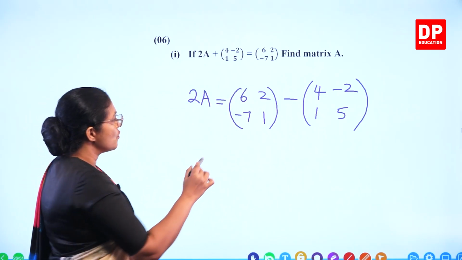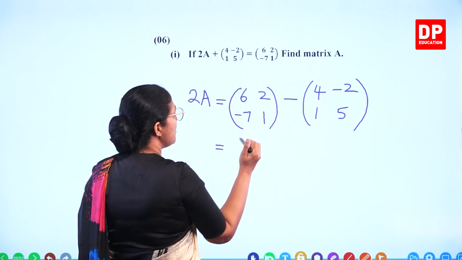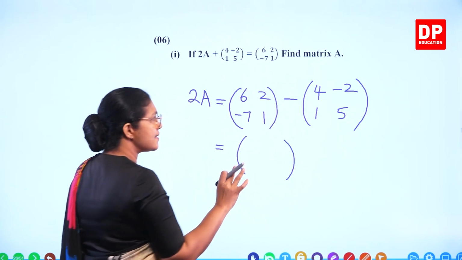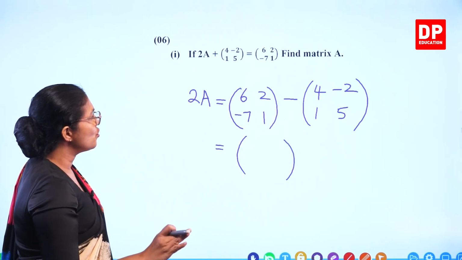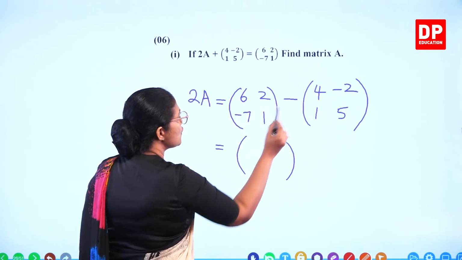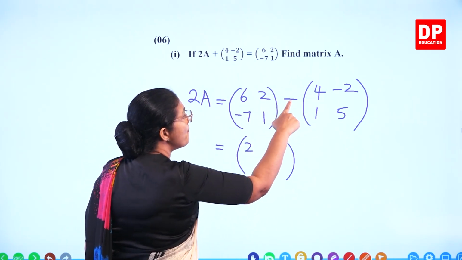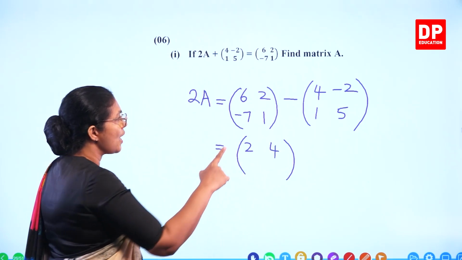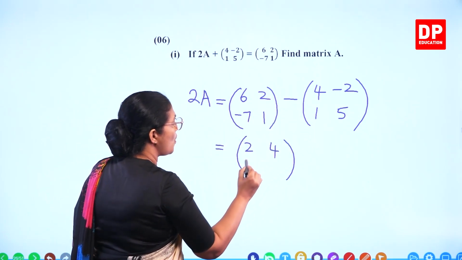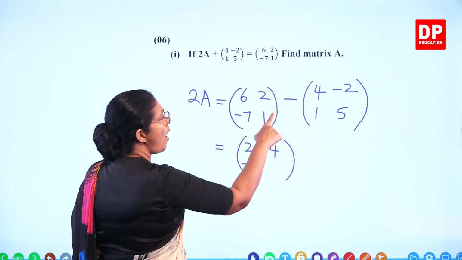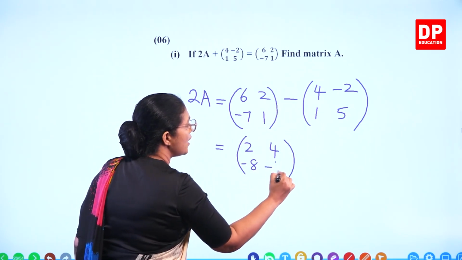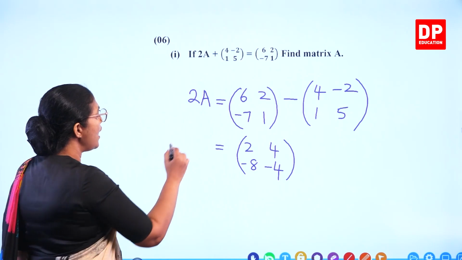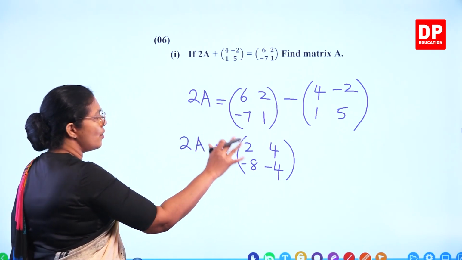Subtraction of matrices. So what happens? Corresponding elements you can subtract, and the size is the same, 2 by 2, 2 by 2. 6 minus 4 you get 2. 2 minus 2, you get 2 plus 2, 4. Minus 7 minus 1, minus 8. 1 minus 5, minus 4. 2A is equal to this matrix.